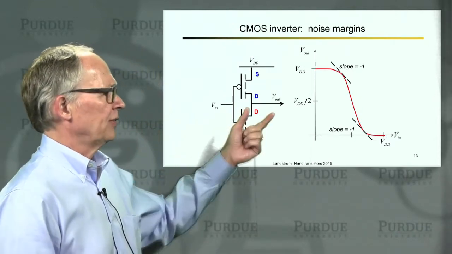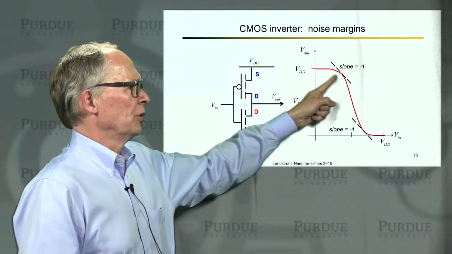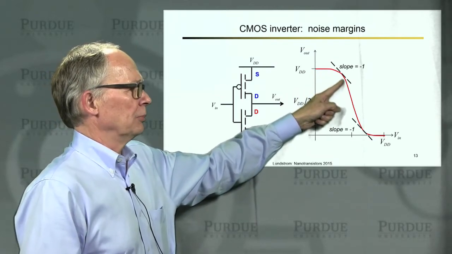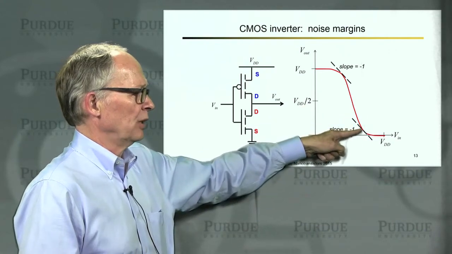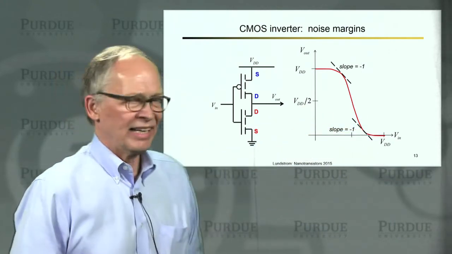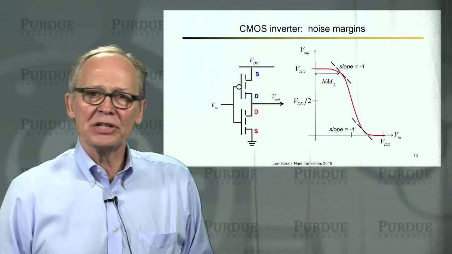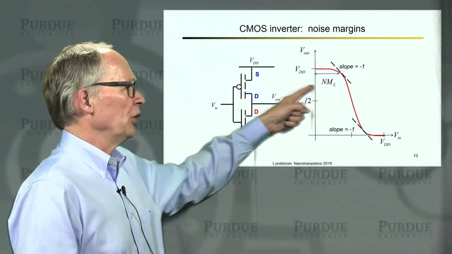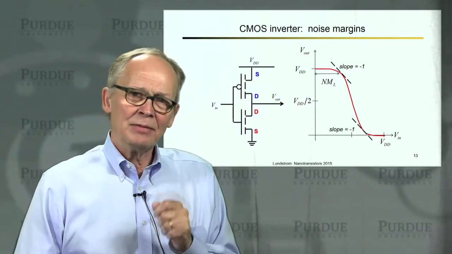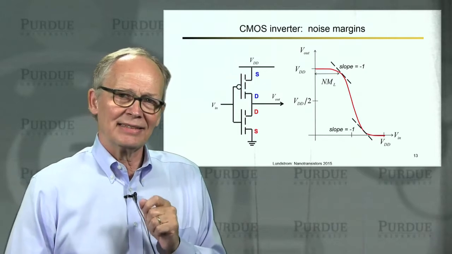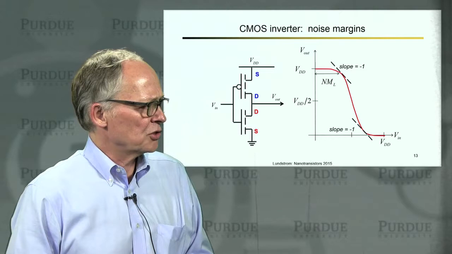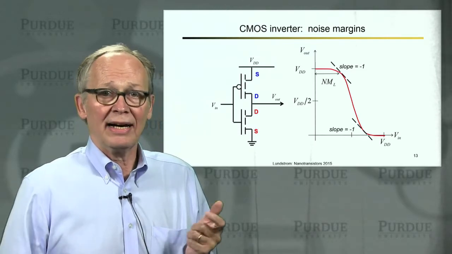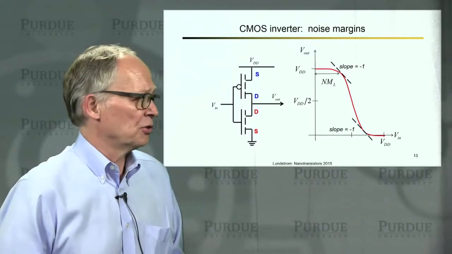And I can quantify that by looking at the region where the slope becomes steep. So I look at the point where the magnitude of the slope is 1, the slope is -1 at both the low end and the high end. And I'll define those two regions as my noise margin. So noise margin low means any input voltage doesn't have to be exactly 0. It can be a small number, but as long as it's smaller than noise margin low, we'll get a high output and we'll interpret that as a digital 1.